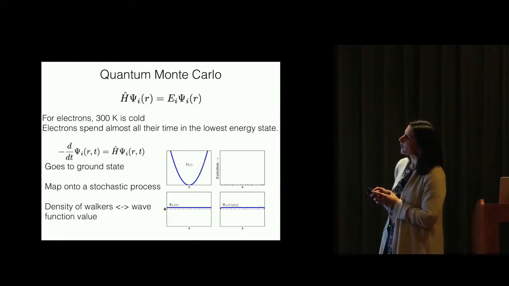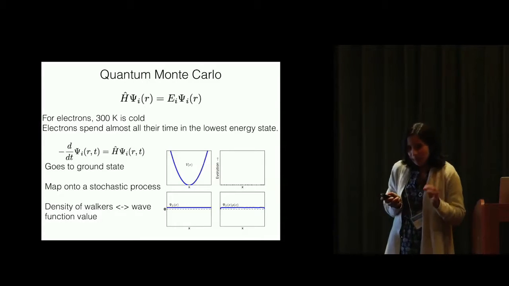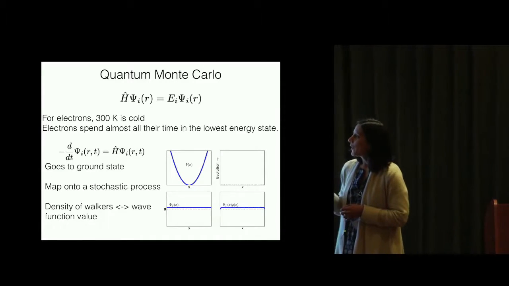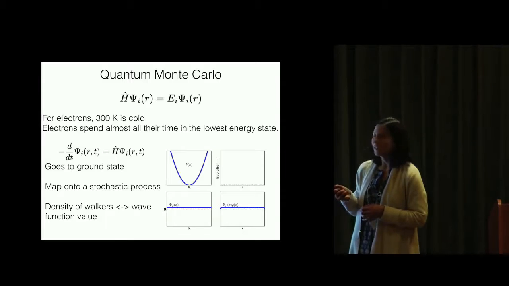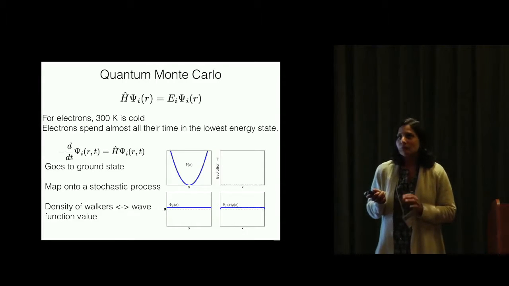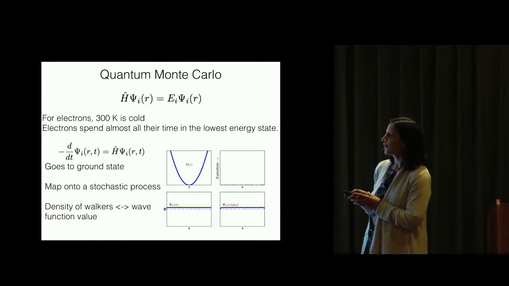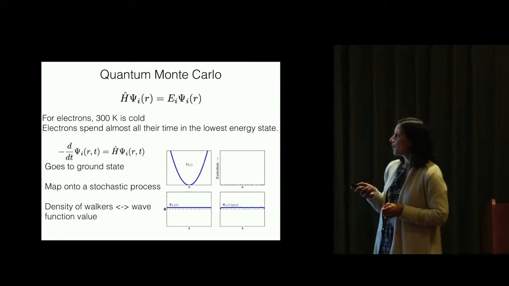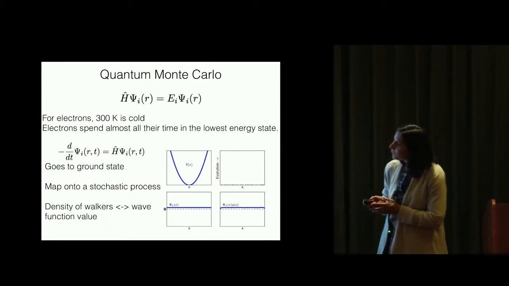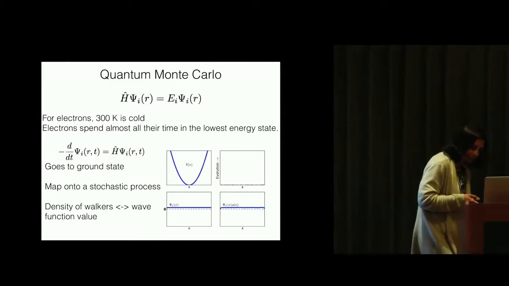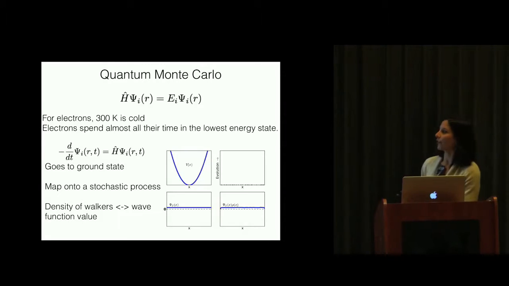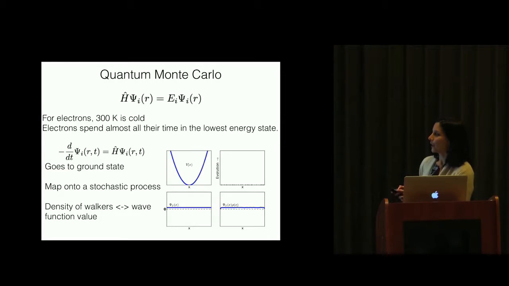Again, eigenfunction decomposition. One point that I want to make before I go on is that at most temperatures of interest, for electrons, around room temperature is relatively cold. So what that means is that the electrons in the material, for the most part, spend most of their time in the lowest energy states. And so we can learn a lot by actually determining the ground state solution to this.